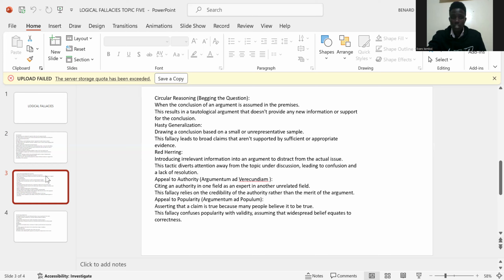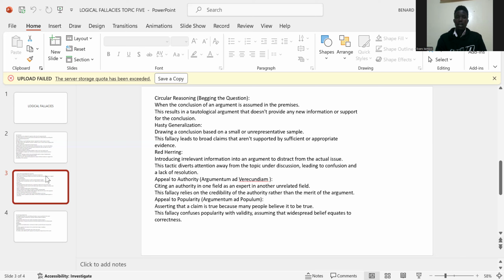Hasty generalization is the other point. This is drawing a conclusion based on a small or unrepresentative sample. This fallacy leads to broad claims that aren't supported by sufficient or appropriate evidence.